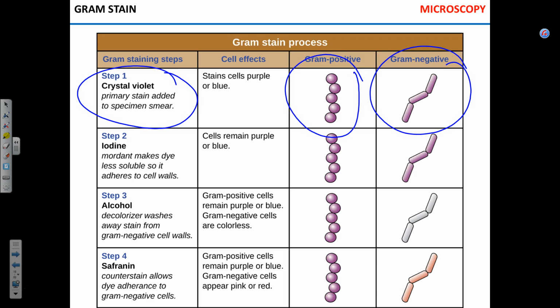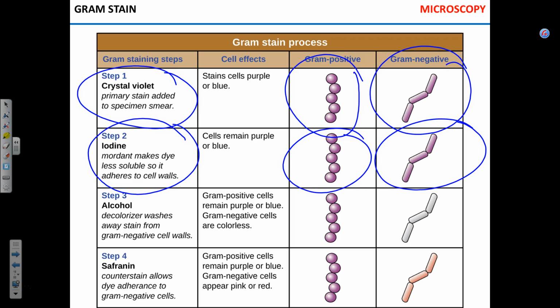Next, you add iodine. So what iodine does, it makes crystal violet stick better to the cells. You follow me? It's called a mordant. Cells don't change appearance actually. They're still blue.